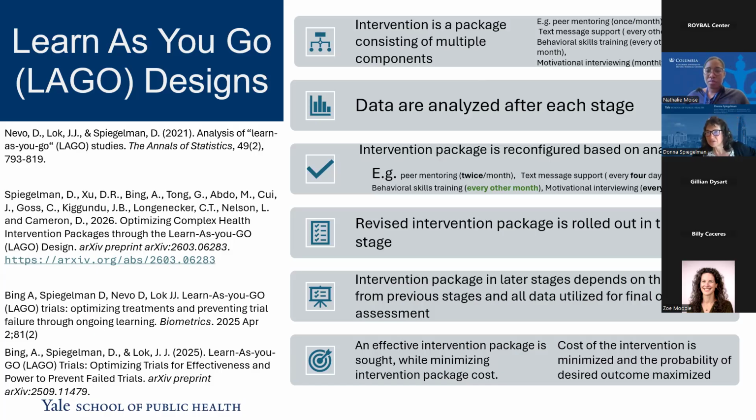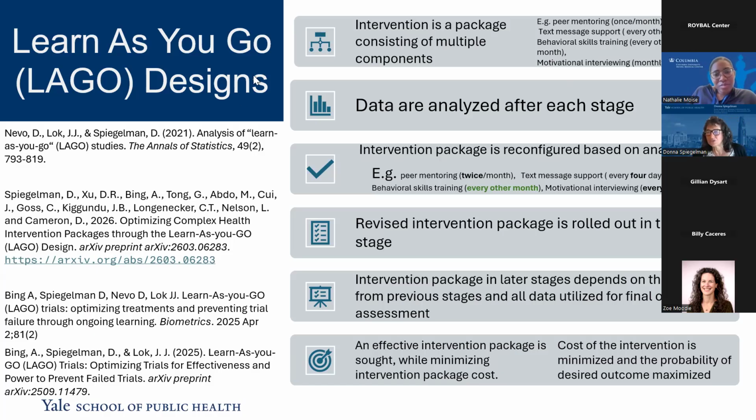And so these kinds of strategies: peer mentoring, maybe once a month, maybe more often, maybe less; text message support every other day or how often; behavioral skills training every other month or how often; motivational interviewing monthly or how often, or not at all. Do we really need all four of these to have a successful PrEP intervention? Or maybe two are good enough and the other two can be dropped.